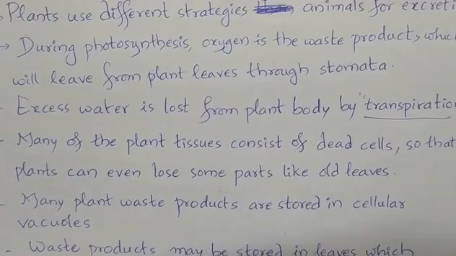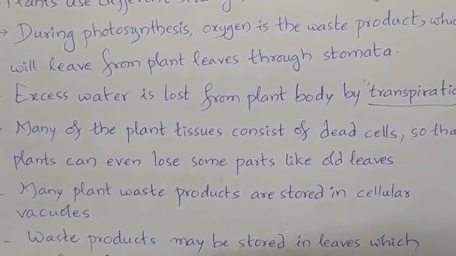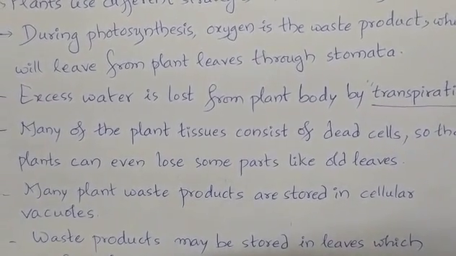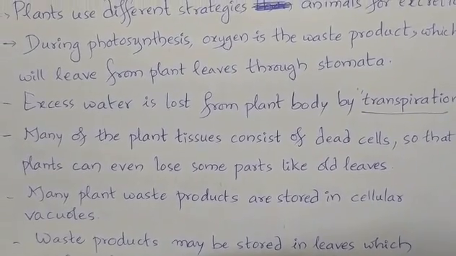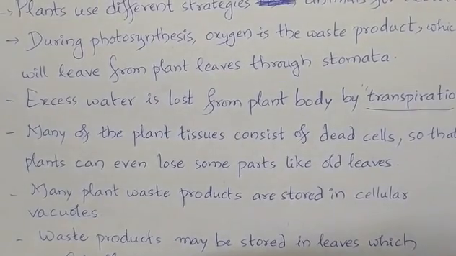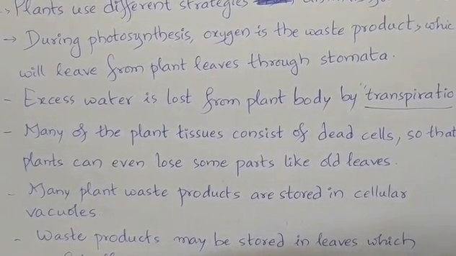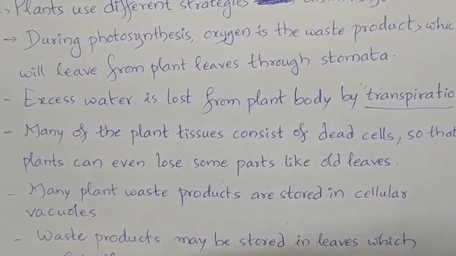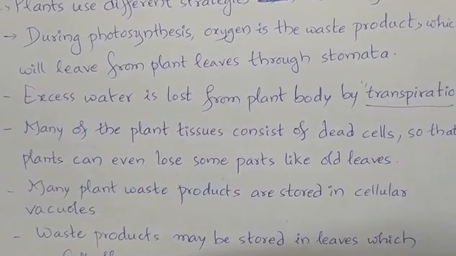And excess water that is absorbed by the plant roots will be lost from the plant body by the process of transpiration. Transpiration is the loss of water in the form of water vapor through the tiny pores present in the aerial parts of the plant body.